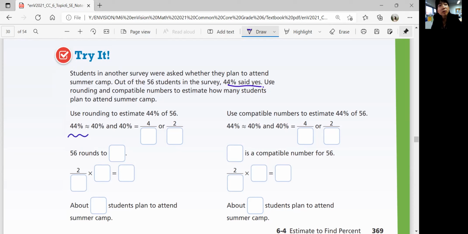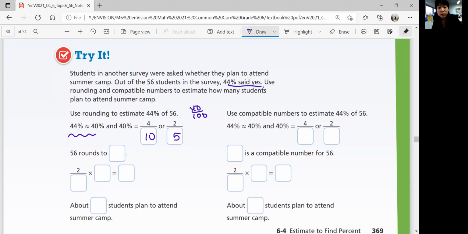You can round 44 to 40. And 40% is what in fraction? It's 40 out of 100. But what's it in 4 out of? 4 out of 10. You divide both terms by 10 to get 4 out of 10. Or you divide this again by 2. 4 divided by 2 is 2, and 10 divided by 2 is 5. So 2 over 5. Okay, equivalent fractions.